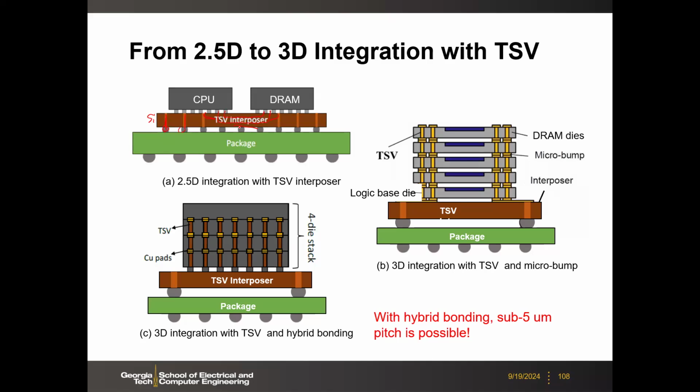And then there are two kinds of 3D. One is, of course, you need the TSV first. And then depending on the bonding, there's one with micro bump, and there's another one with hybrid bonding, which is bumpless. So here first, for the TSV with the micro bump, you can have different DRAM dies, and then between the dies, you have this bump, okay?